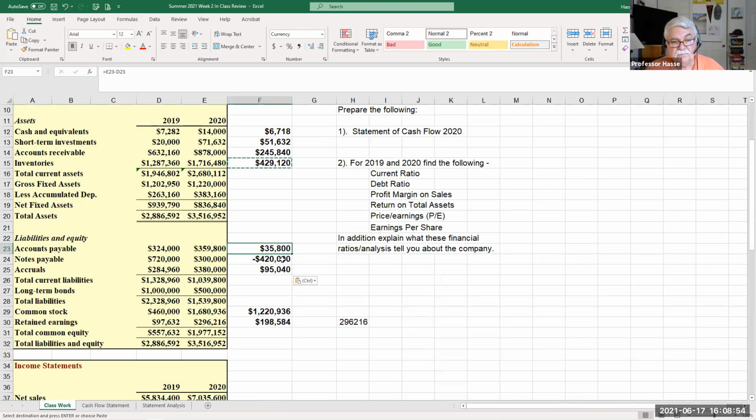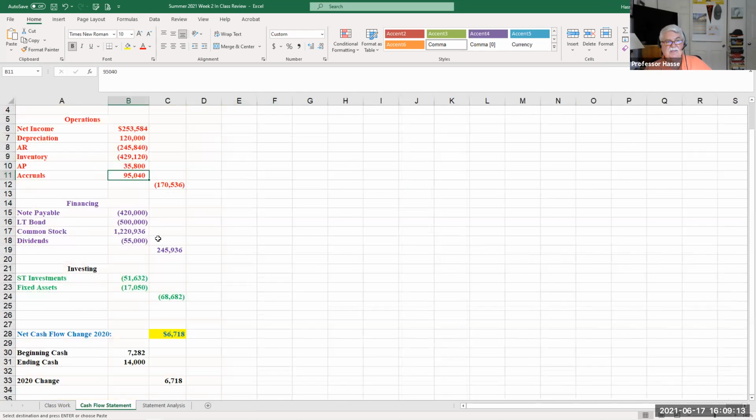Look at accruals. 95,040. The same thing. Remember, accruals are other types of liabilities we owe, like sales taxes, payroll taxes, property taxes. We're going to have to pay them eventually, but we didn't pay them in 2020, so it's considered positive cash flow. All these accounts here, receivables, inventory, accounts payable, and accruals, are all considered current working capital.